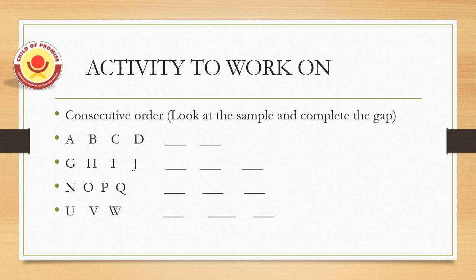Then we have the second line, G, H, I, J. What letters do you think should occupy the gaps? You can see, of course, G, H, I, J, K, L, M, and then you see N on the third line. So N, O, P, Q. What are the letters that should occupy the gaps? So that is it. This is the normal ascending order. I know you can fill it in by yourself. All right, let's move on now.